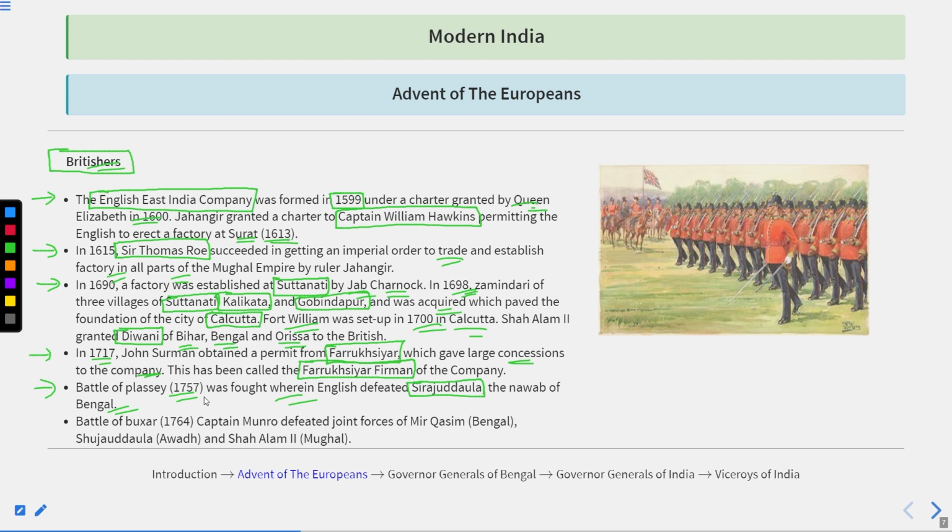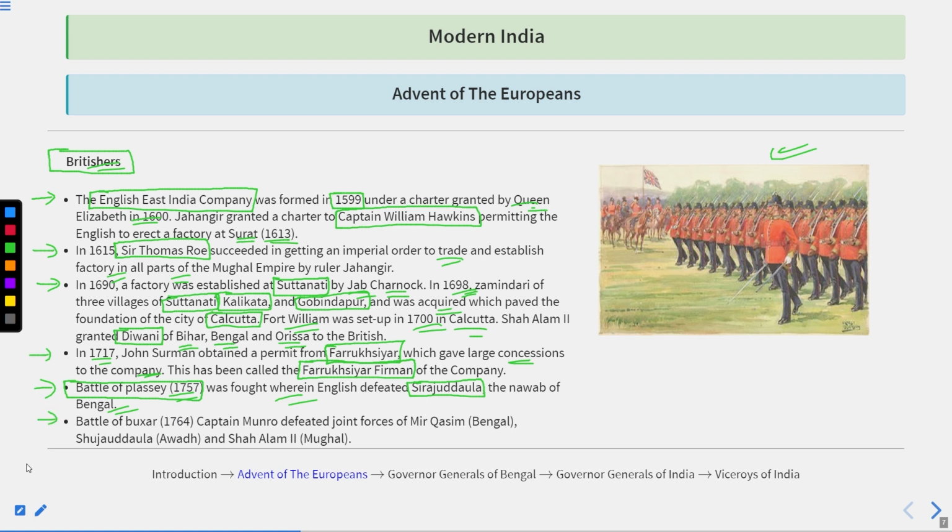Sirajuddaula was his grandson, and Sirajuddaula initially allowed the Britishers, who came to Bengal and established their trading centers. But later on, due to some conflicts, Sirajuddaula expelled the Britishers from the Bengal area. In response, the Britishers launched an attack against Sirajuddaula, and that is famously known as the Battle of Plassey 1757. But somehow Sirajuddaula did not win and got defeated by the Britishers. And here the Britishers occupied Bengal.